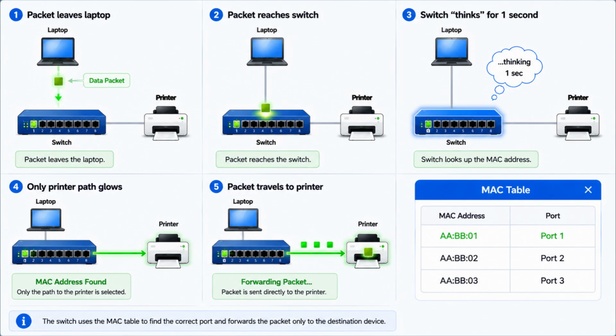How does a switch work? Let's look at an example. Suppose your laptop wants to send a file to a printer. Both devices are connected to the same switch. Your laptop creates data and sends it to the switch. The switch checks the destination MAC address. It already knows which port the printer is connected to. So instead of sending the data everywhere, it forwards the data directly to the printer. This makes communication fast and efficient.